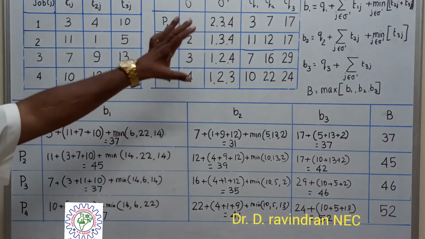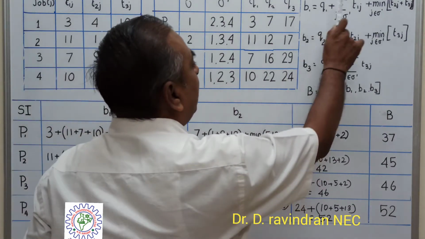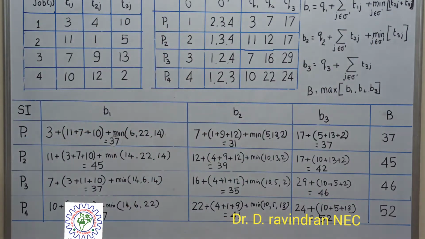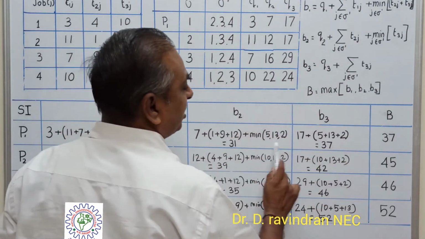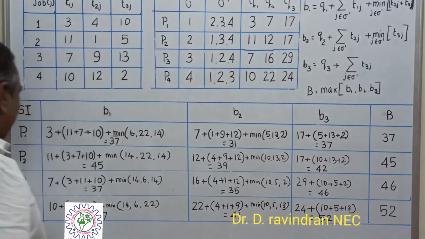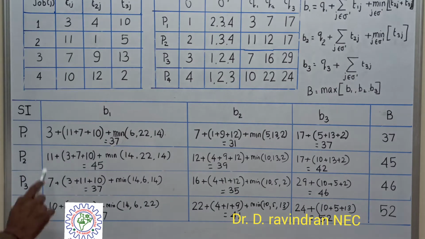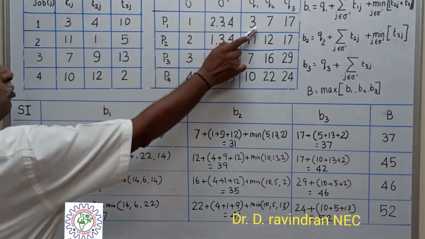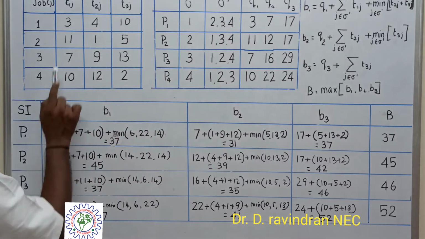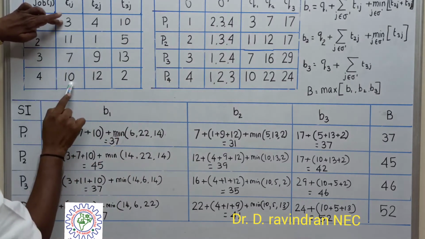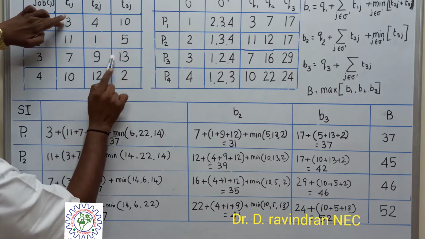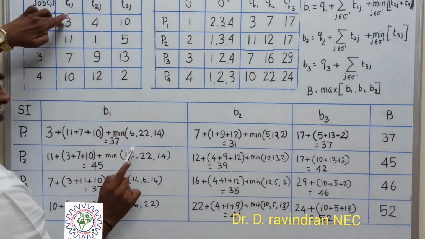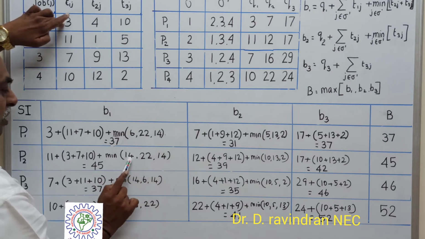Now let us apply this formula for the first stage by finding B1, B2, B3 and the maximum of these values as B. Now for P1, that means we are considering processing the first job first, the Q1 value is 3, plus this sum 11 plus 7 plus 10, plus the minimum of 1 plus 5, 9 plus 13, 12 plus 2. In this one the minimum is 14.